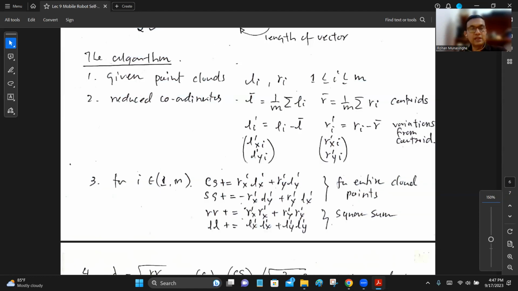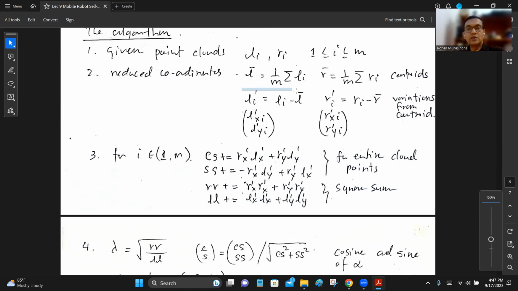You do the reduced coordinates. So you calculate L bar, which is the centroid of the estimated landmarks, and R bar, the centroid of the reference landmarks. Then for each and every landmark, you calculate the modified landmark using this equation. For each reference landmark, you calculate the modified reference landmark. These modified landmarks have two coordinates, x and y. Here also the same, x and y.